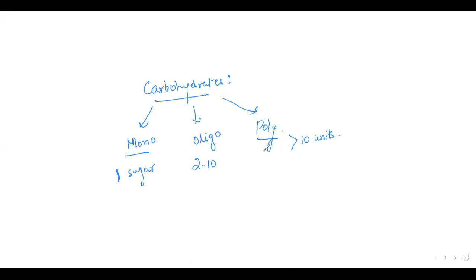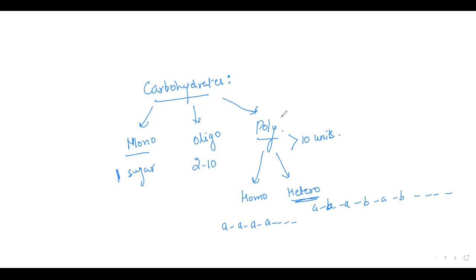Now, polysaccharides can either be homopolysaccharides or heteropolysaccharides. Homopolysaccharides are made up of a single type of sugar unit, for example glucose, glucose, glucose, and so on. Heteropolysaccharides are those carbohydrates that are made up of different kinds of sugars, for example glucose and galactose, glucose and galactose, and so on. So these are the polysaccharides.